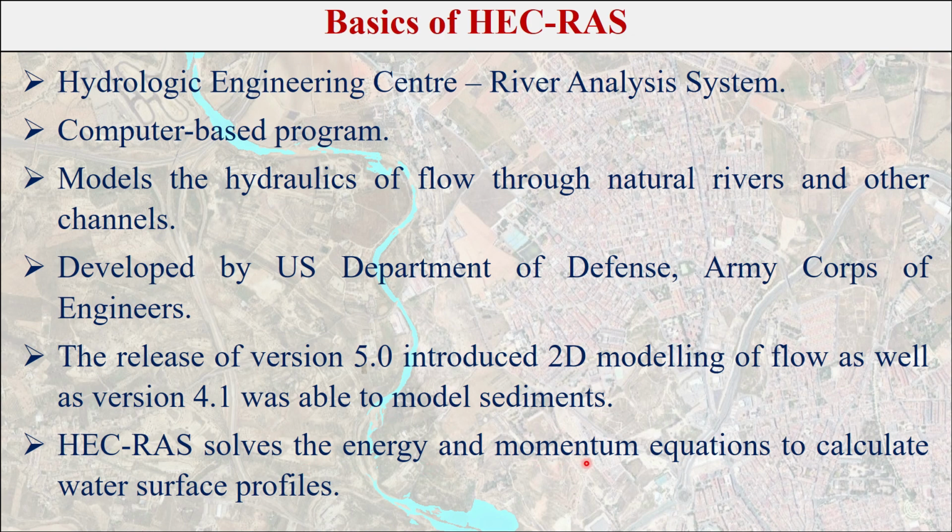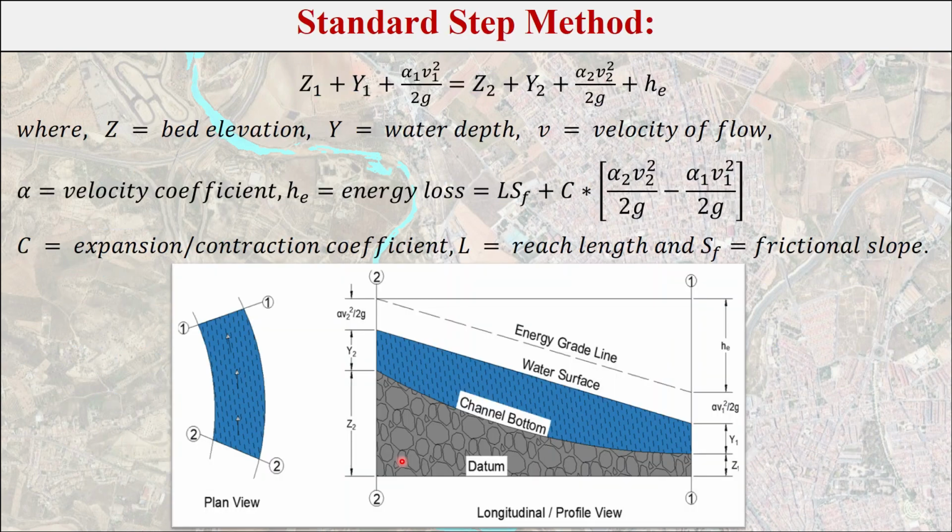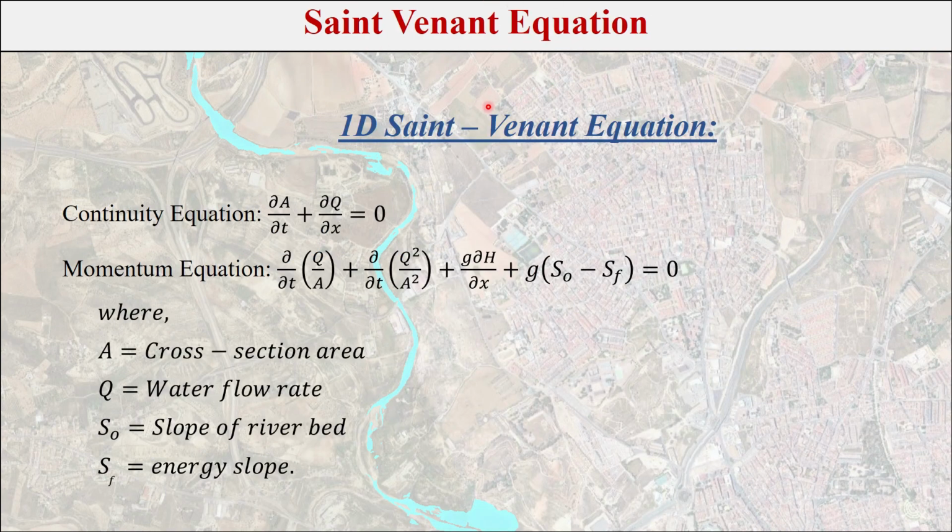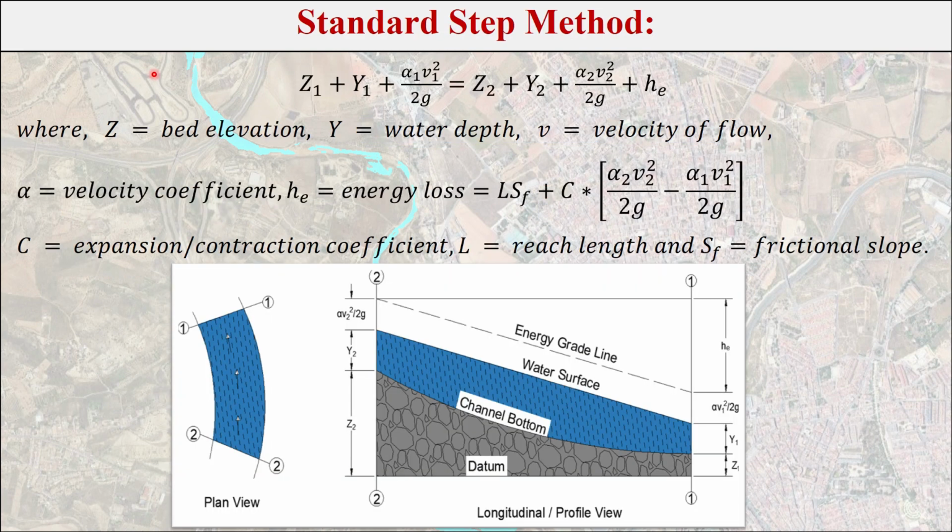HEC-RAS solves the energy and momentum equation to calculate the water surface profile. Among them, the standard step method and Saint Venant equation are used for the calculation of the water surface profile. First of all, we talk about the standard step method. This method is used for calculation of the flow parameters in steady flow.